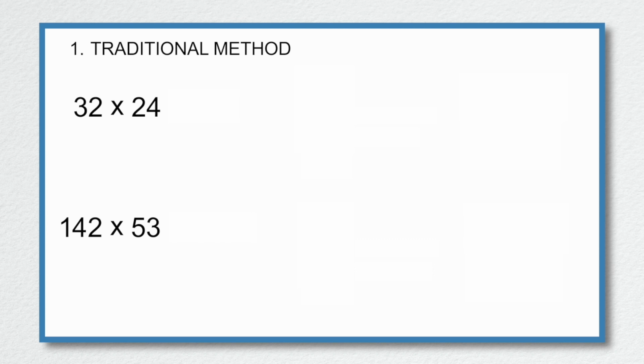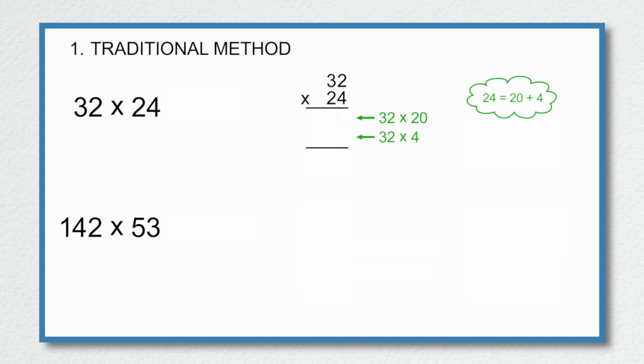We set the calculation out like this. So we line up the digits, and we're going to now do 2 calculations. Think of 24 as 20 add 4. So we're breaking the 24 up. The first calculation we're going to do is 32 multiplied by 20, and then we're going to do 32 multiplied by 4. You can do it the other way around if you wanted to. You could do the 32 multiplied by 4 first of all. It doesn't matter, as the 2 calculations are going to produce the same answers.